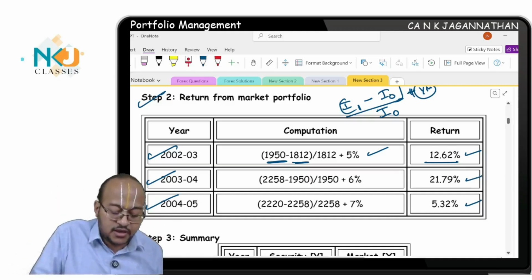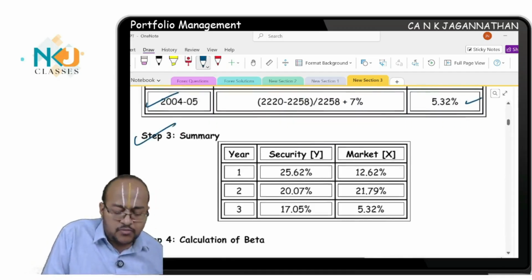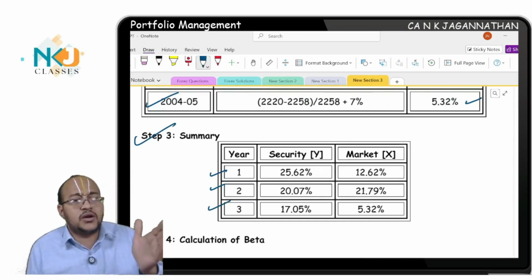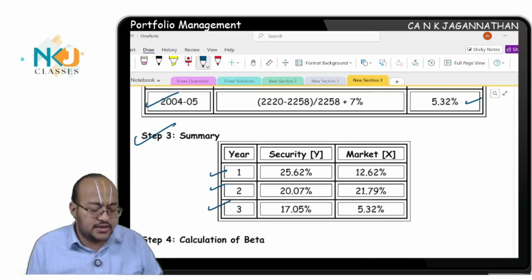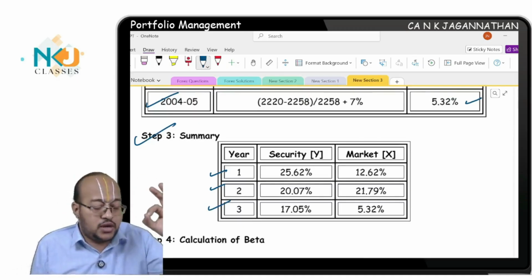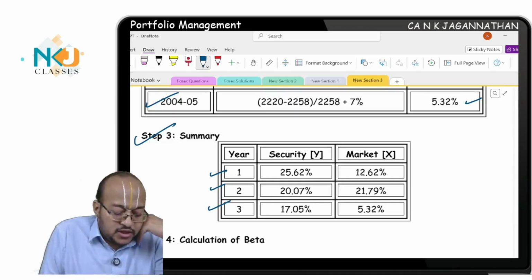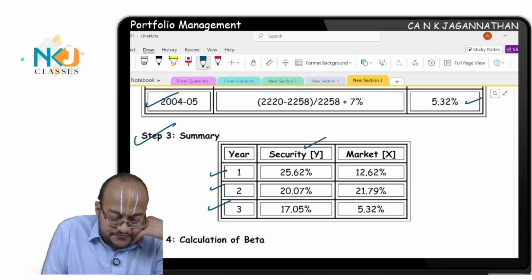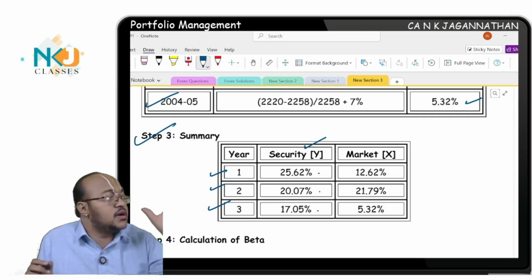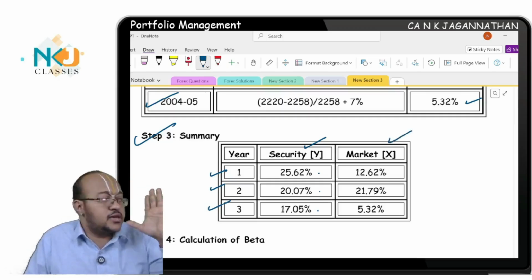See here what happened. I can put up a summary like this. This is year 1, 2, 3, that is 2002-3, 2003-4 and 2004-5. No issues, I just simply write it 1, 2, 3. The past 3 years of data is available and I am analyzing the data. For the security Y, first year return is 25.62, second year return is 20.07, third year return is 17.05. Like this, I get the return for the market as well for the 3 respective years.